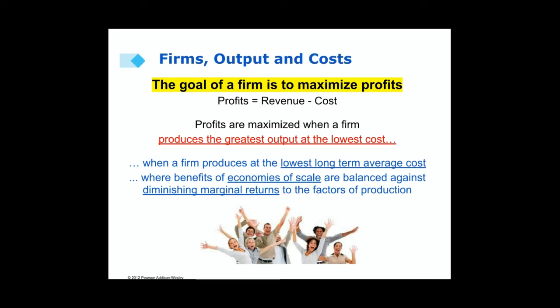And what you'll see in this video is they do this when they produce an output at the lowest long-term average cost. They do this when they balance the benefits they get from economies of scale against the diminishing marginal returns that they will eventually experience when they add factors of production.